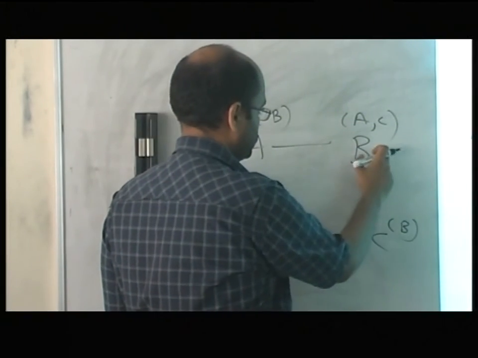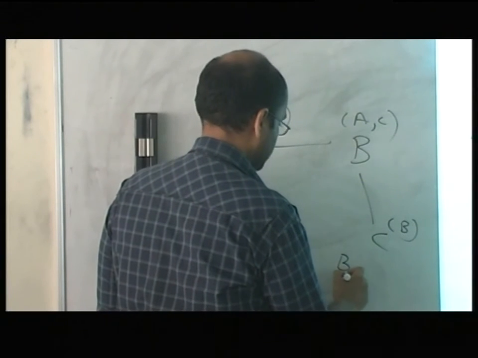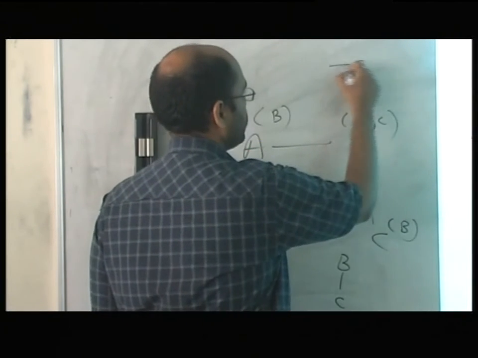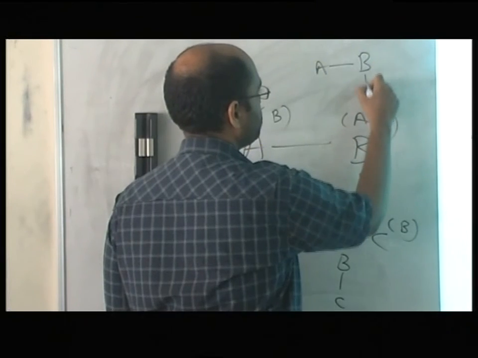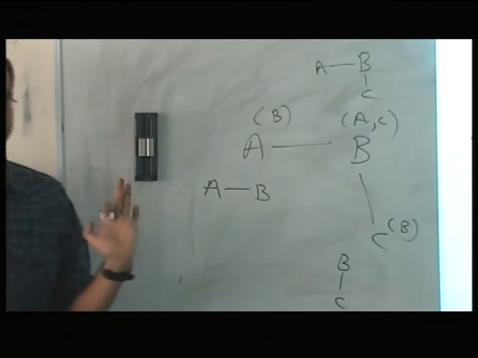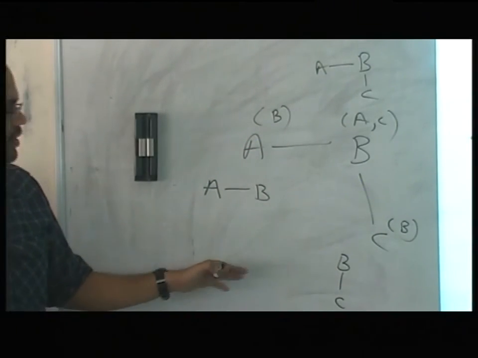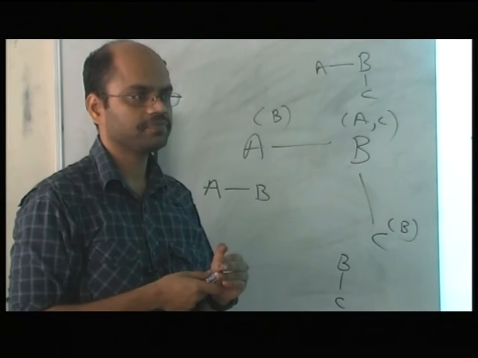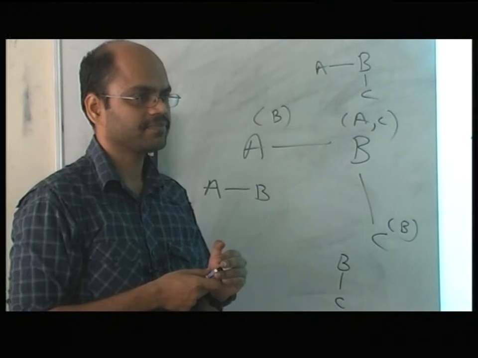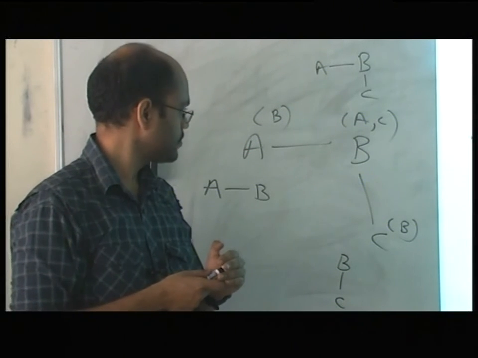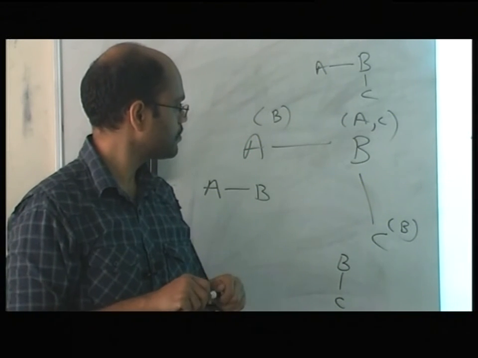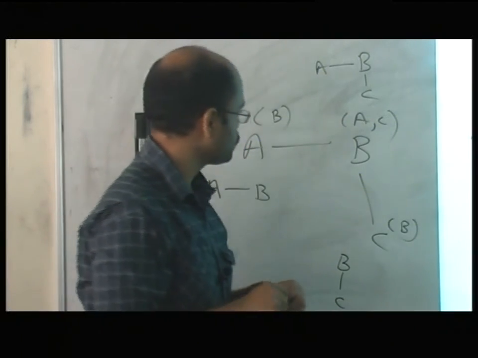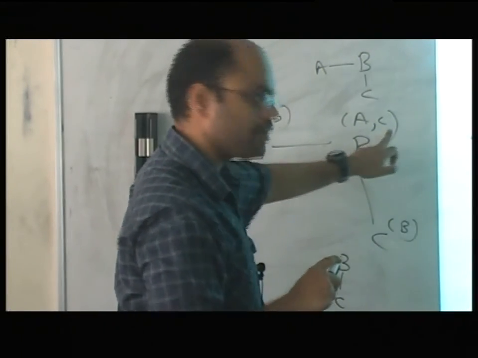So C thinks that this is the network, and at this time B knows the whole network. Right? Next step. What is the next step? Can you think of what will be the next step? B will send to A that I'm connected to A and C.